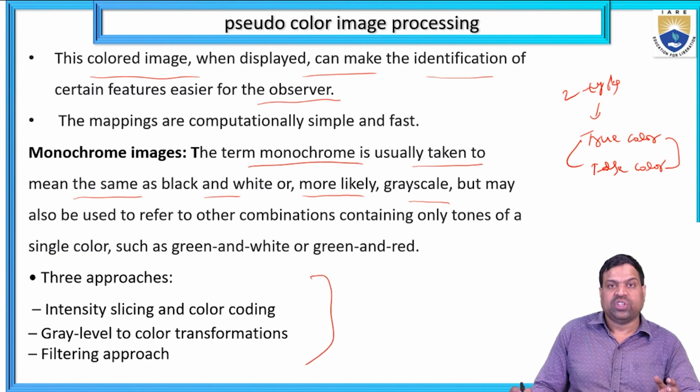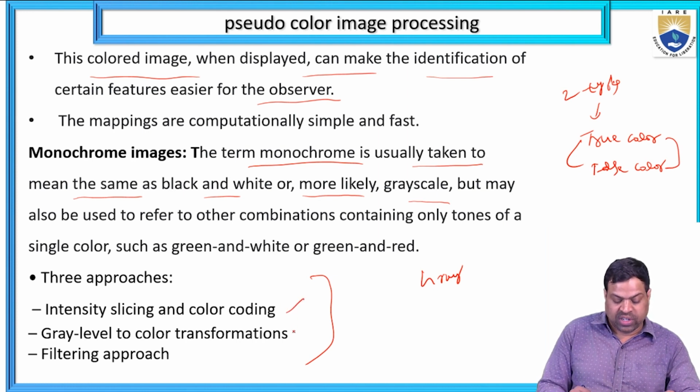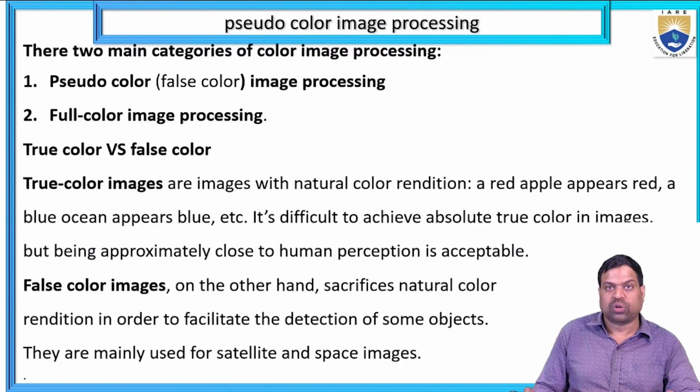Beyond full color image processing and pseudo color image processing, another one is monochrome image processing. So, what is the role of monochrome images in color processing? The term monochrome is usually taken to mean black and white, that means gray, or more likely grayscale, but may also be used to refer to other combinations containing only tones of a single color, such as green and white or green and red colors. These three approaches are intensity slicing and color coding, gray level to color transformation, and the filtering approach. These are the three major roles of monochrome images.